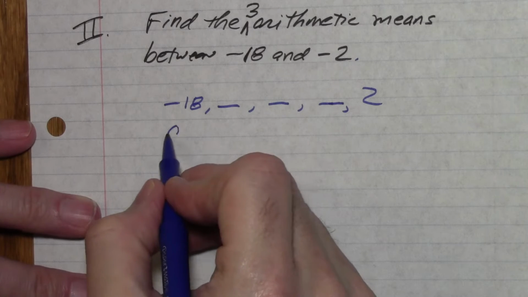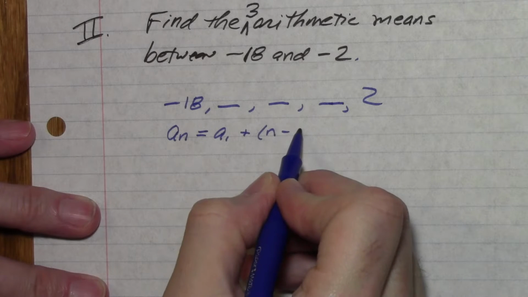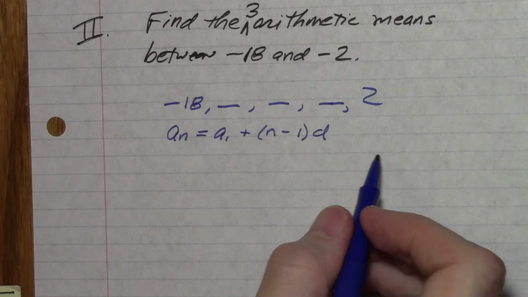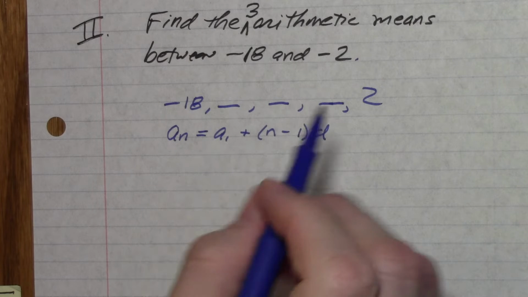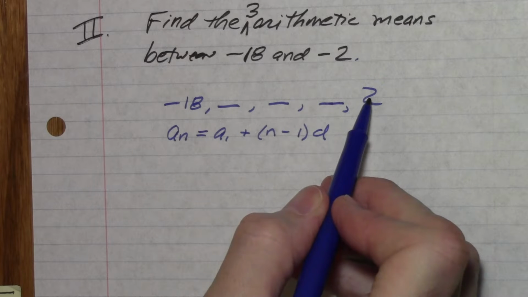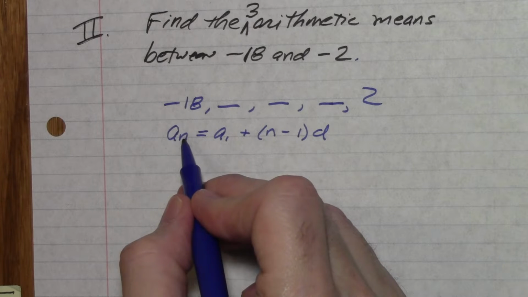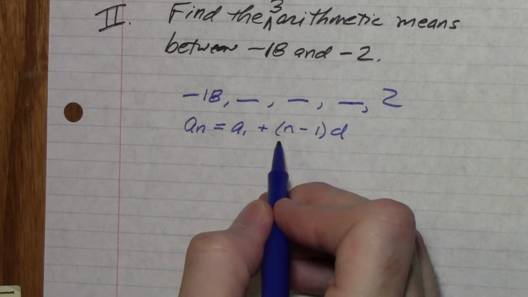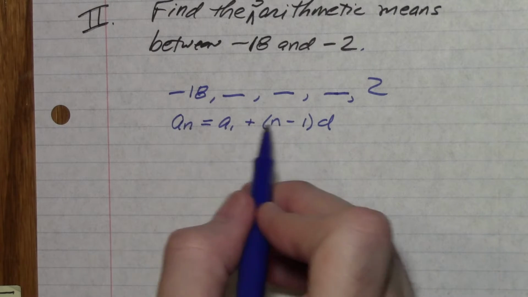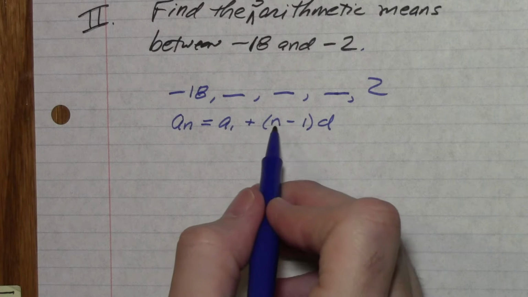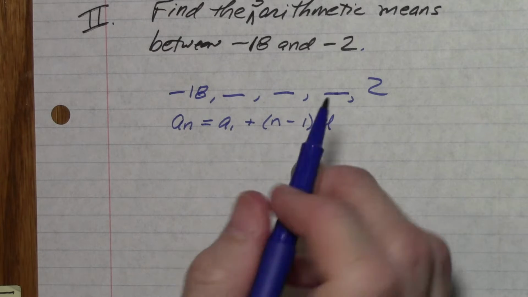This formula is AN equals A1 plus N minus 1 times D. So AN is the amount at a certain term number. Like 1, 2, 3, 4, that's the 5th one. The amount of the 5th term would be 2, and the number of the term would be 5. So this would be a 2 and a 5. They match together, almost as if it's an X value of 5 and a 2 for the amount.